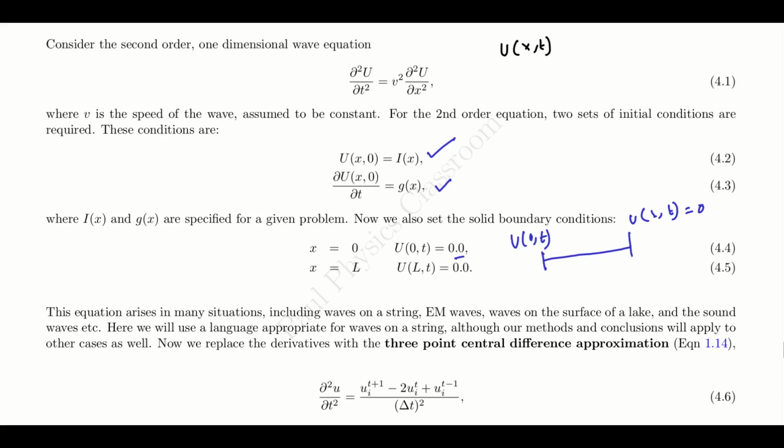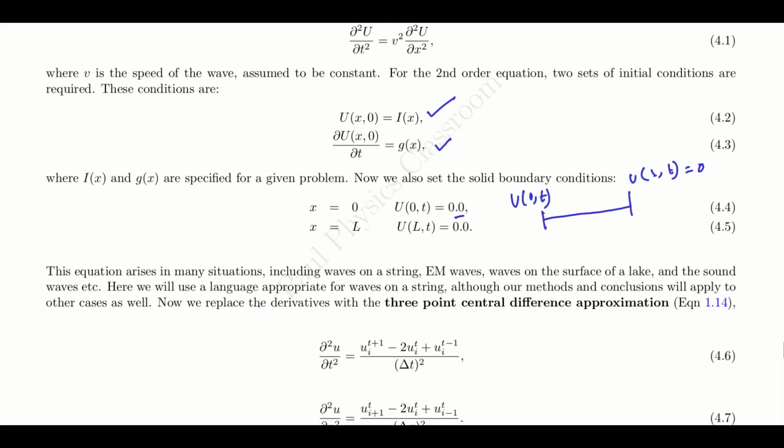This sort of equation arises in many situations in physical sciences and engineering, including waves on a string. That means acoustics, any musical instrument can be explained with this equation. EM waves, sound waves, water waves, and many things. We will mainly use the language appropriate for waves on a string, but our method is generally applicable for all kinds of waves.